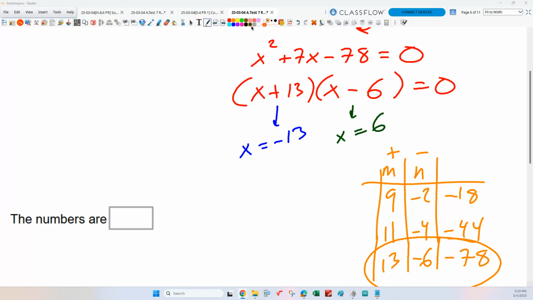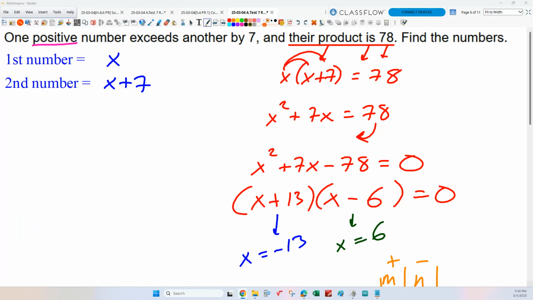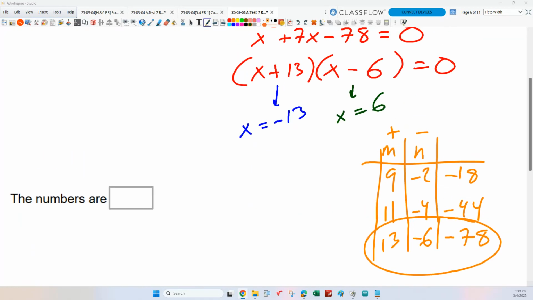Okay, if I try that one, I'd get 6 plus 13 is 19 times 0 is 0. So those are my two solutions to the equation, right? But remember, we're not just solving an algebra equation. This is an application problem. It's a word problem. Our numbers have to be positive. So what's the only solution I get to keep?